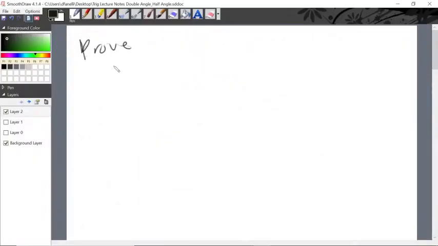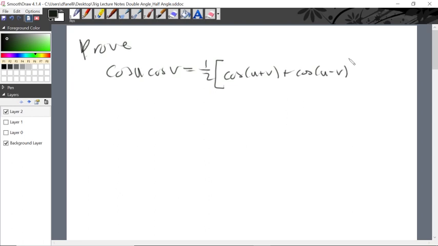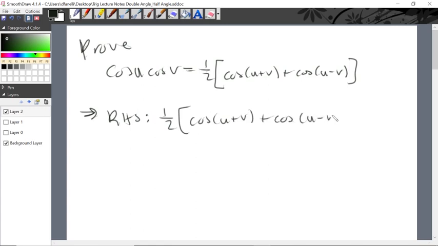Prove that cosine u cosine v is equal to 1/2 times the cosine of u plus v plus the cosine of u minus v. Now, to do this proof, I'm going to start with the more complicated looking side, which to me is the right-hand side. The right-hand side is 1/2 times the cosine of u plus v plus the cosine of u minus v.